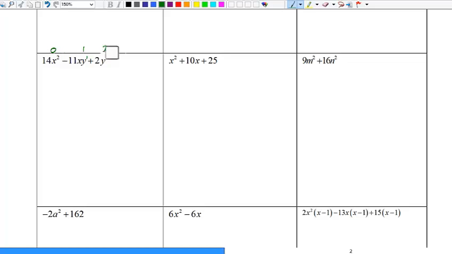So because my y's and x's go up and down nice and neatly, I know I can factor this the same way I factored the other trinomials.